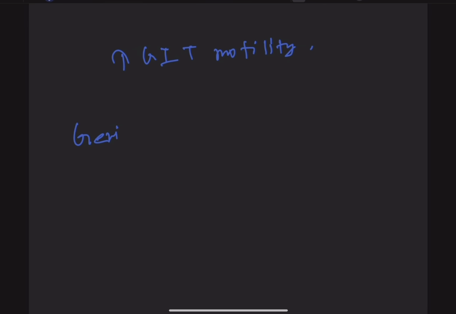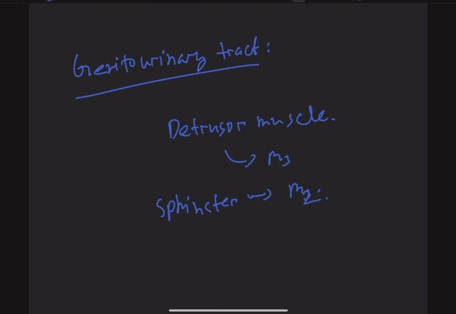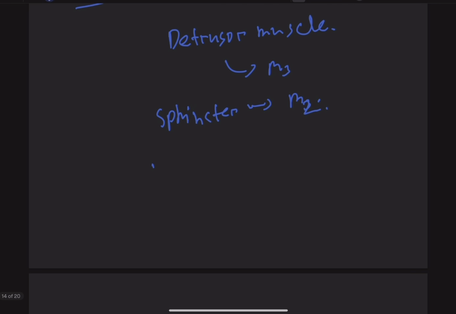If we talk about the genitourinary tract, we will see the same as in the GI tract. In the visceral smooth muscle, like the detrusor muscle, we have the M3 receptor, and it causes contraction of the detrusor muscle. And in the sphincters, we have the M3 receptor, and that leads to relaxation of the sphincter and increases the urinary outflow.